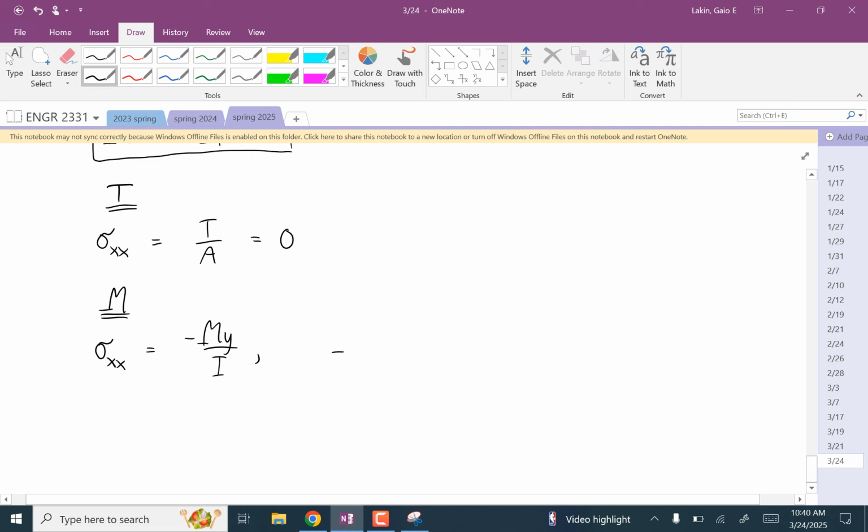The I value is 1/12 times the base times the height cubed. And I get 1.6 repeating meters to the fourth.